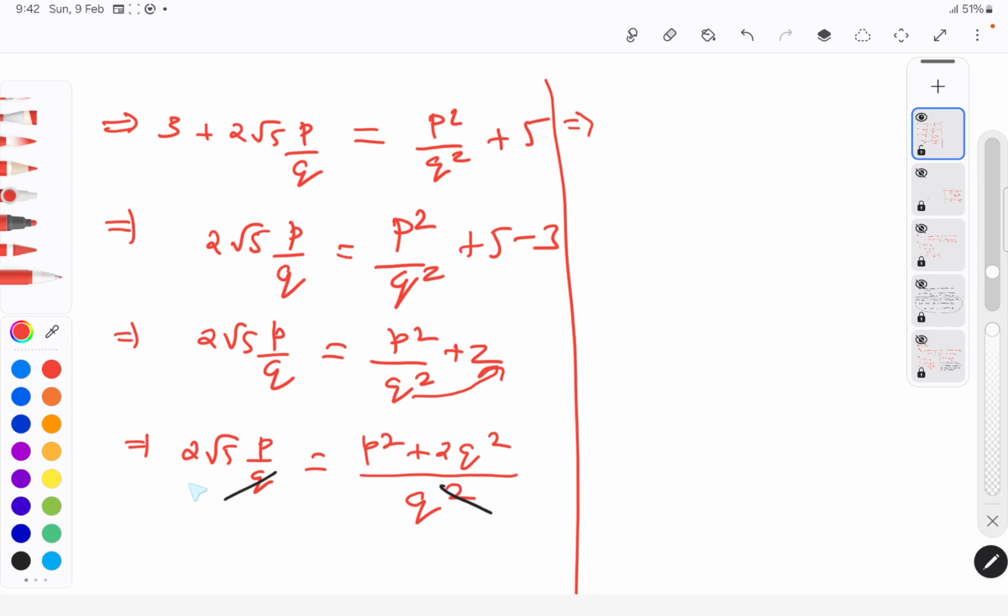Now, we'll send this 2 to the denominator. See, right hand side you focus. P square plus 2Q square as it is. 2 will go down. So, Q is already there. 2 will become multiplication. P will go down. It will become multiplication. Right. So, on the left side what is left out? Only root 5. All P went to the right side. 2 also went to the right side. So, on the left side we are left with only root 5.